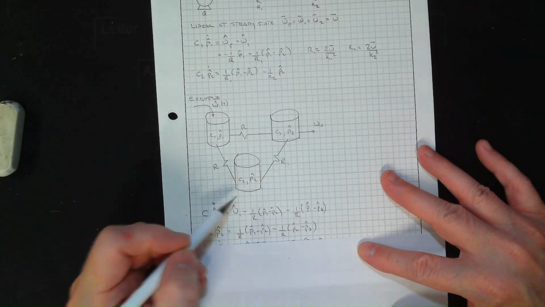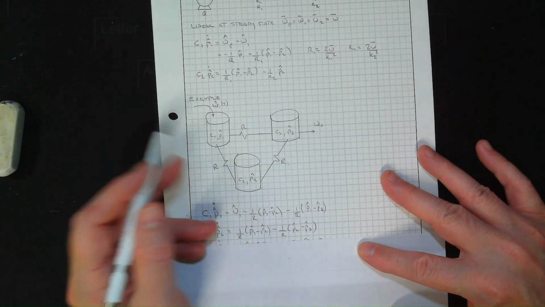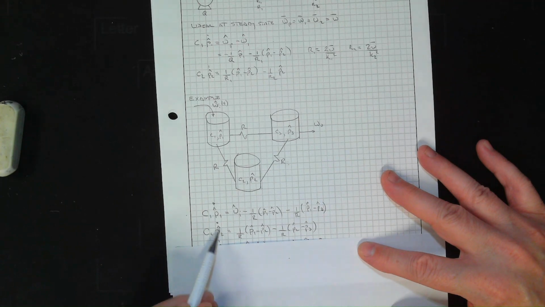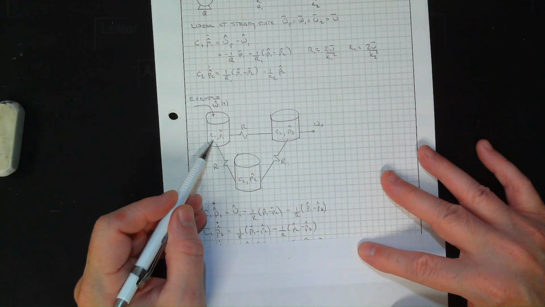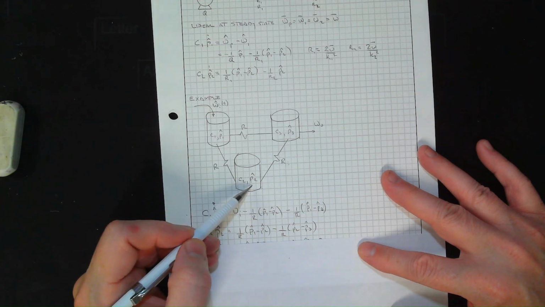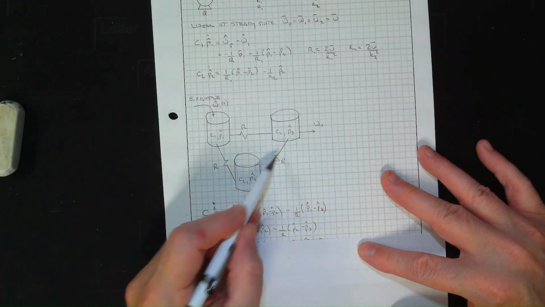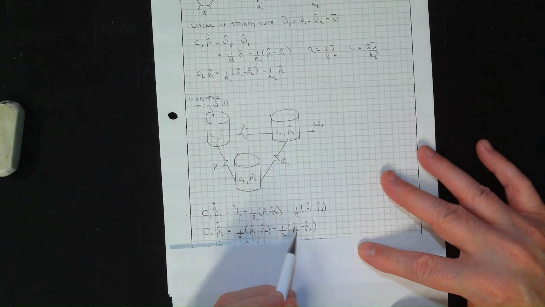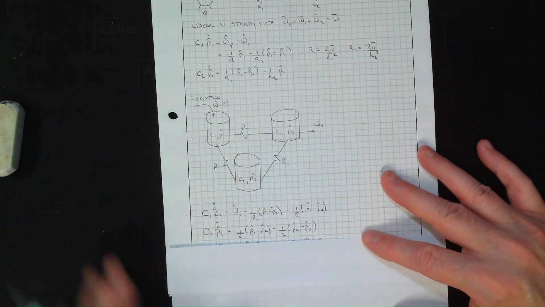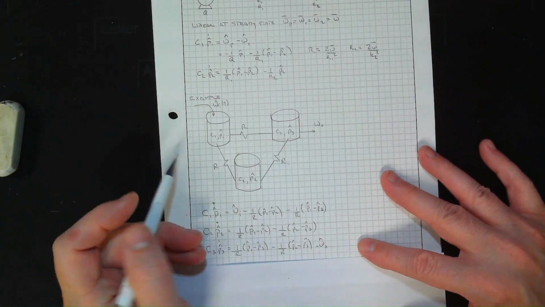Tank 2, we'll assume it's flowing from here and then out. If we're wrong, then this pressure will be higher and that would backflow for some reason. So we have C2 P2 hat dot equals flow in, 1 over R, it's positive here, it's flow in, P1 minus P2 hat. We'll assume this flow is out, minus 1 over R, P2 minus P3. Boom, done.